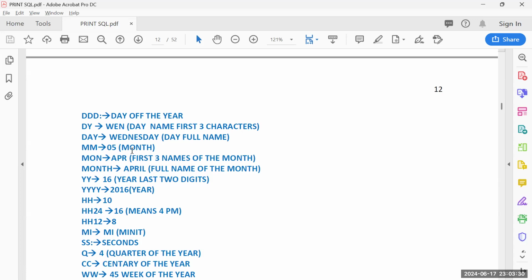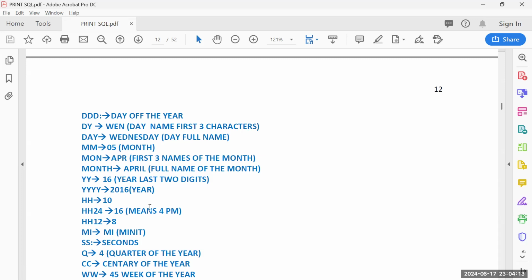For the year, we have two formats. One is YY, for example 24 for 2024. If you give YY, only the last two digits, it will give 24. If you give YYYY, four Ys, then the full year, it will give 2024. Earlier it was starting with R, now it changed to Y. But even if you give R for year, there is no difference. It will give the same result.